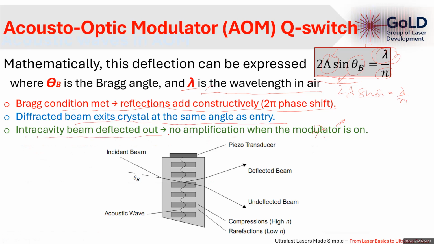Intracavity beam deflected out, no amplification when the modulator is on. When it is on, diffraction happens, no light will come out. When it is off, the light will pass through in the cavity and you can see the output. Okay. And this is the basic equation, which you need to know when you study diffraction or this kind of thing. Okay, so if we move further, I hope you understand a bit. Even if you understand 50-60%, if you go through again and rewatch it, then probably you will understand more how it works.